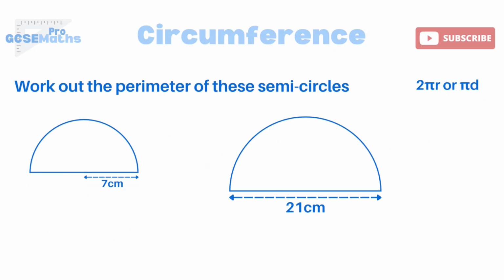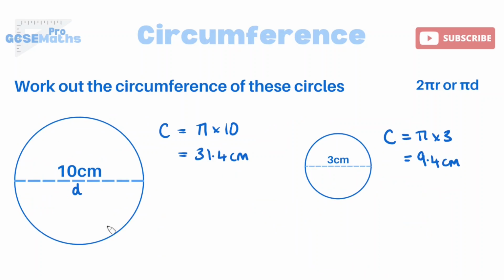The next bit we're going to look at is working out the perimeter of these semicircles. So we're using perimeter now because obviously it's only half of a circle. Now, in the case of a semicircle, we've actually got 2 sides, haven't we? If I go back quickly, a circle as a whole is just one side, isn't it? That's why I just worked out the circumference and that was it.